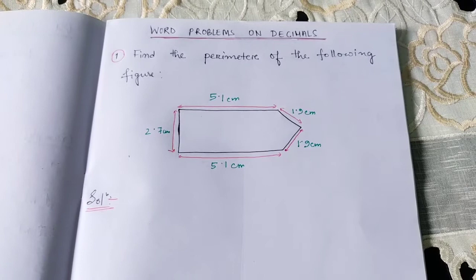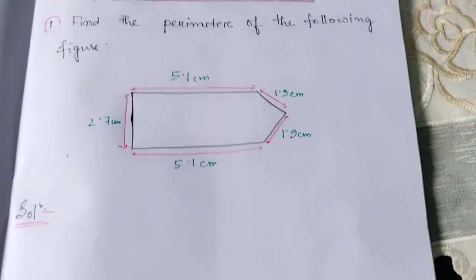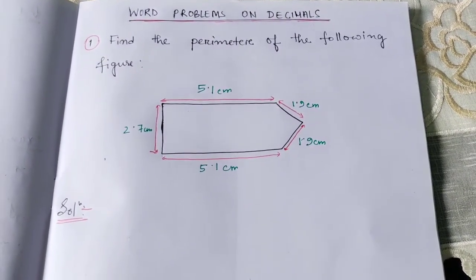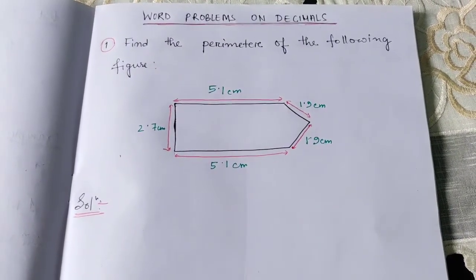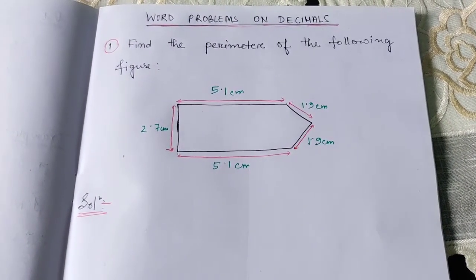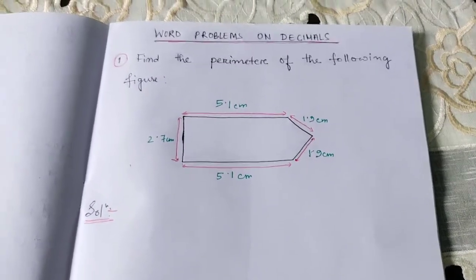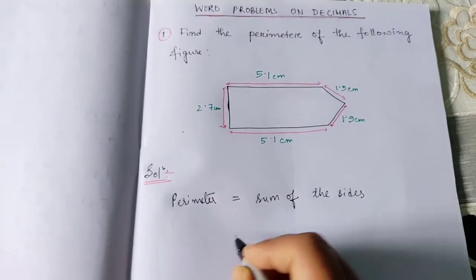Find the perimeter of the following figure. Here in front of you a figure is there and the size of the figure is given. You will have to find the perimeter of the figure. As you know, to find the perimeter of a figure, you add the sides of the figure. Perimeter is equal to the sum of the sides. So we will add the sides one by one.